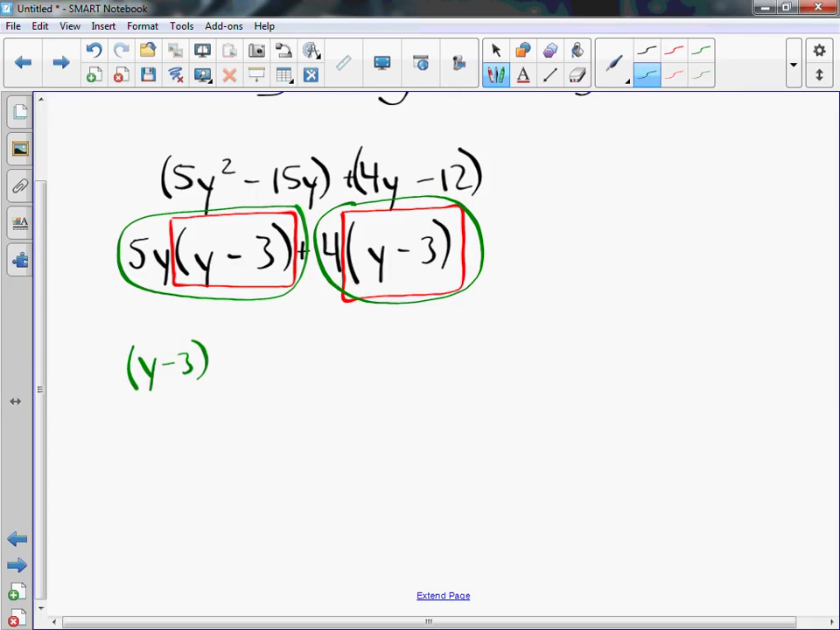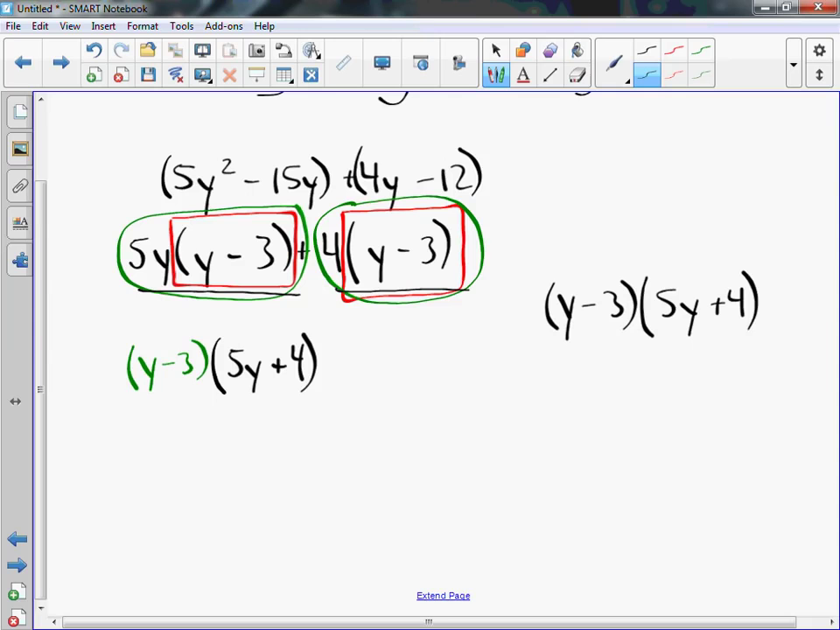Okay? And what's left? Well, if I take a y minus 3 out of this first group, I'm left with a 5y. If I take a y minus 3 out of the second group, I'm left with a 4. And it's a positive 4. Okay, so in the end, I get y minus 3 times 5y plus 4.